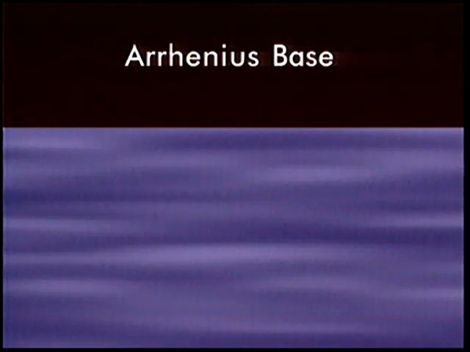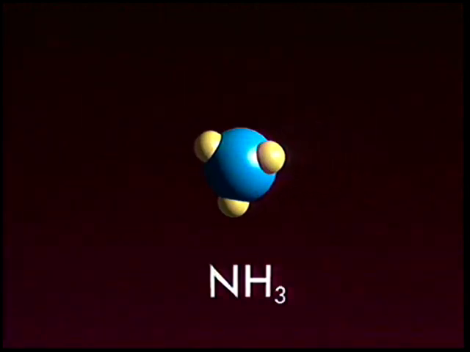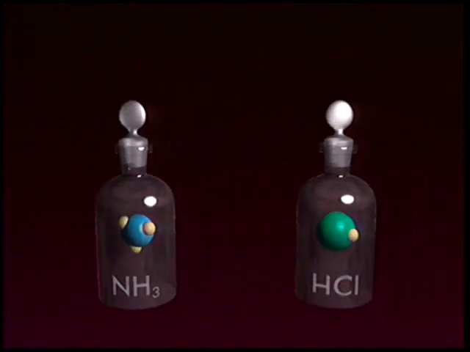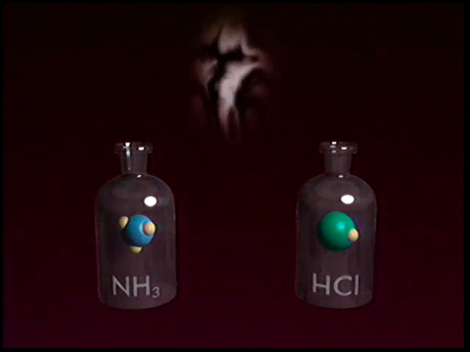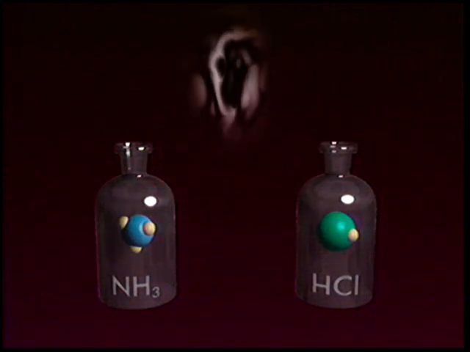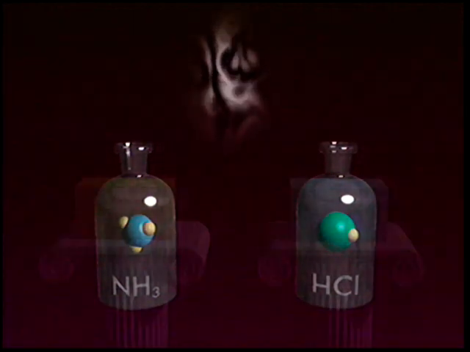Though useful, the Arrhenius definition is just too narrow. For example, ammonia, NH3, is a base, but it doesn't have a hydroxide group. In addition, vaporous ammonia reacts with HCl vapor to produce a white cloud of solid ammonium chloride. So, acids and bases don't have to react in water.